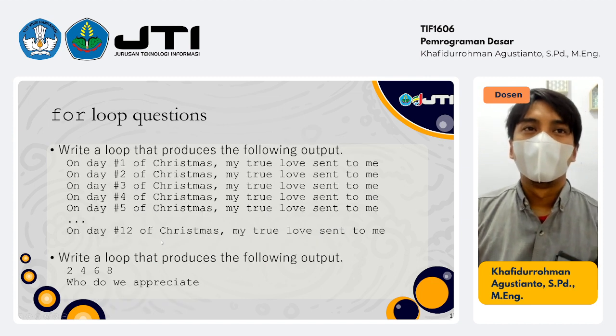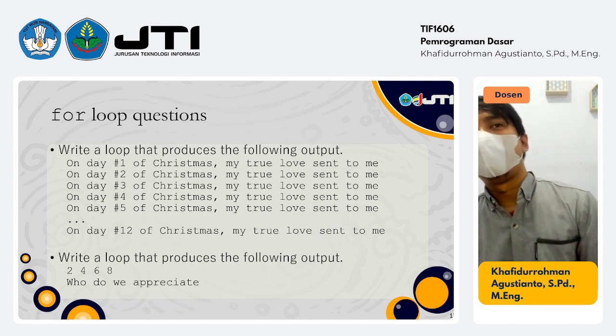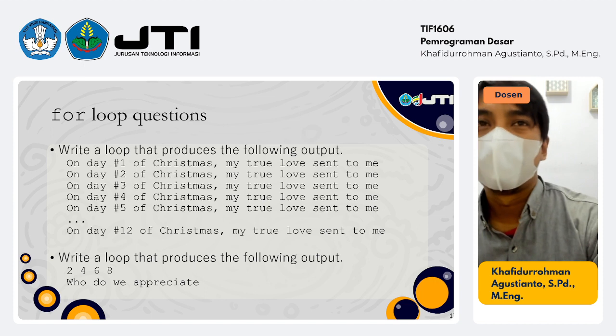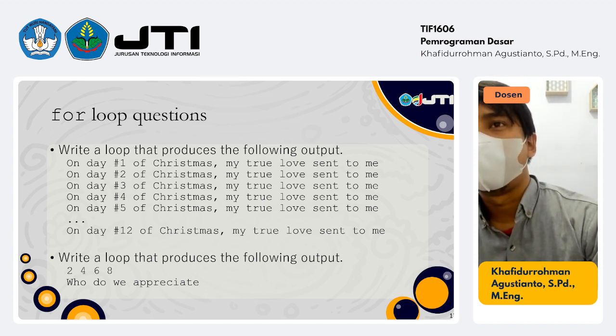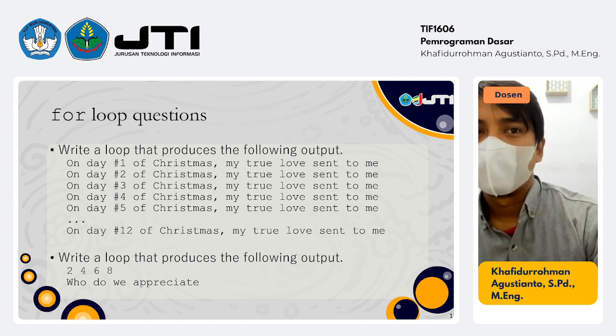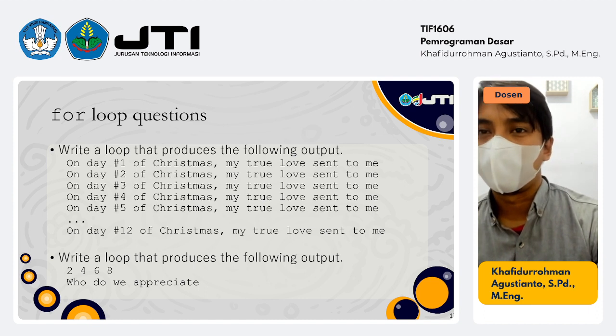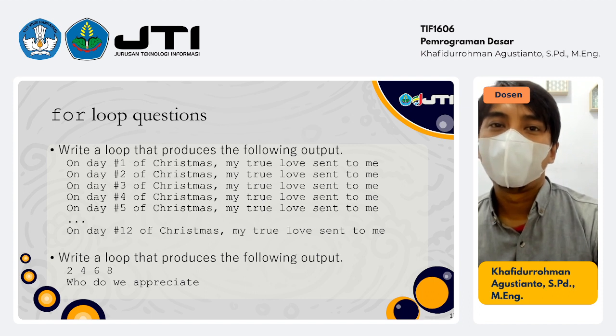Then for loop questions. Write a loop that produces the following output: On the first day of Christmas my true love sent to me, and so on, up to the twelfth day of Christmas my true love sent to me. Write a loop that produces the following output: 2, 4, 6, 8. Would be appreciated.